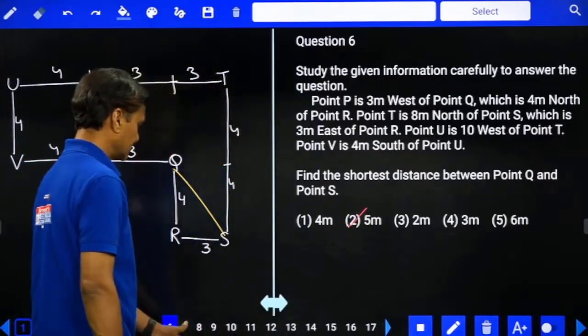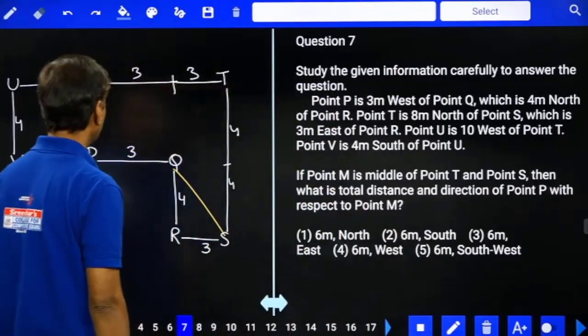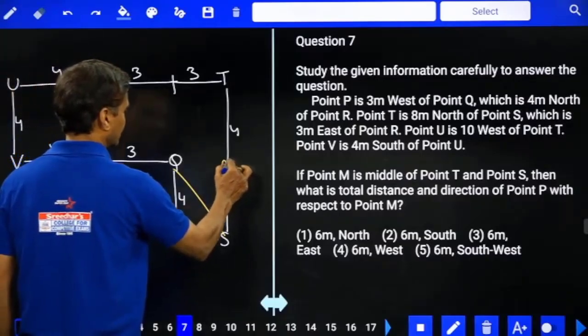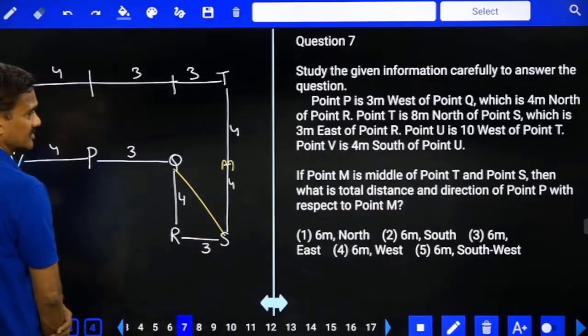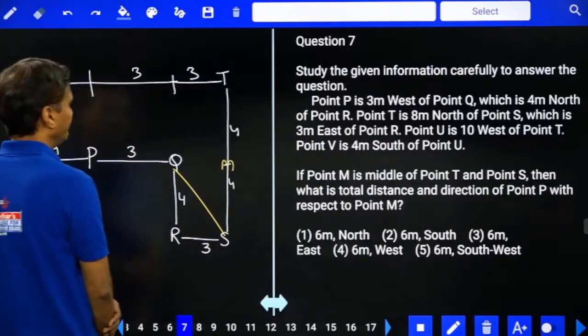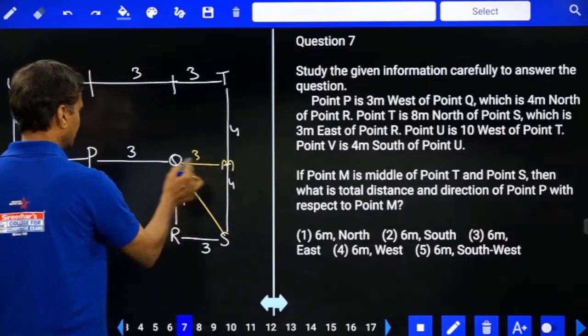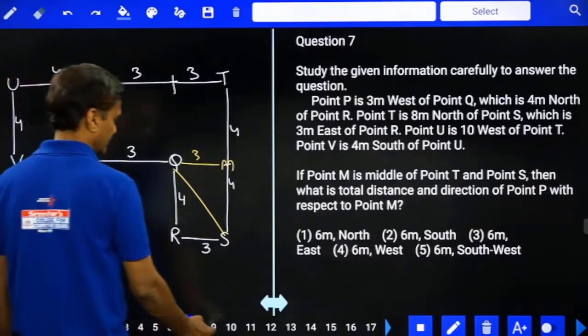Then next one, question number 7. Now if M is the middle of T and S, M must be here. Then total distance and direction of P with respect to M. Now P with respect to M, from M if you observe here, 3 plus 3, how much? 6 meters to the west. Now 6 meters west, that is the choice for question number 7.